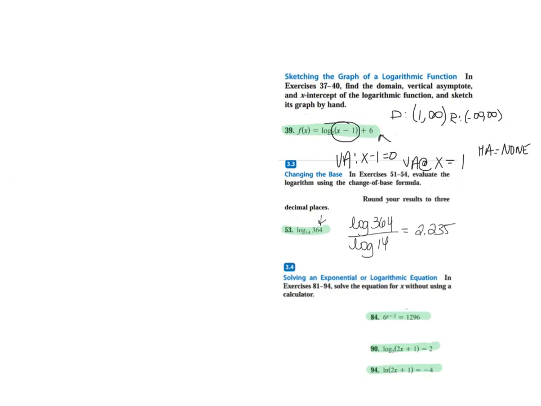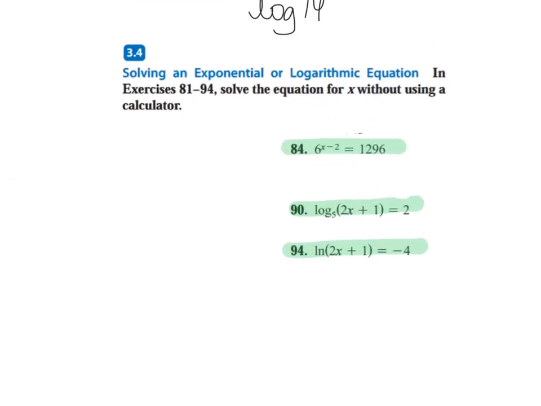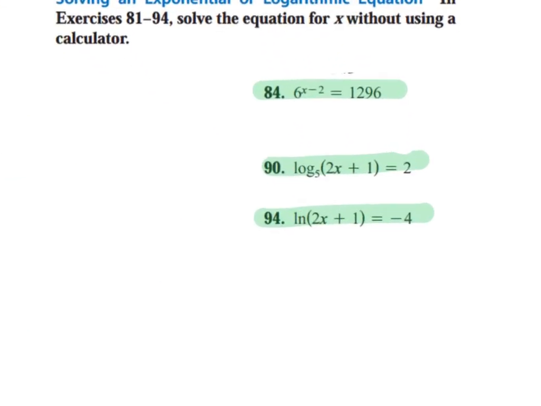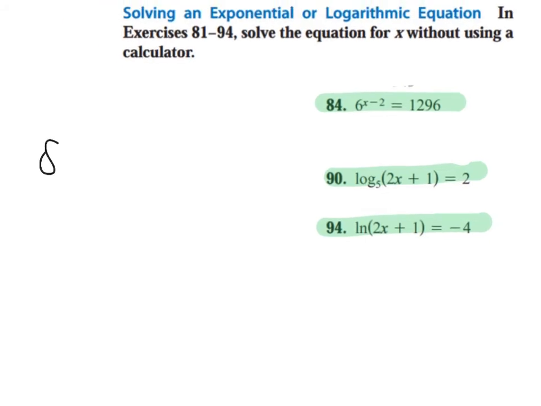2.235. Okay, good. All right. Now let's get to solving. Let's do 84 right here. 6 to the x minus 2 equals 1,296.